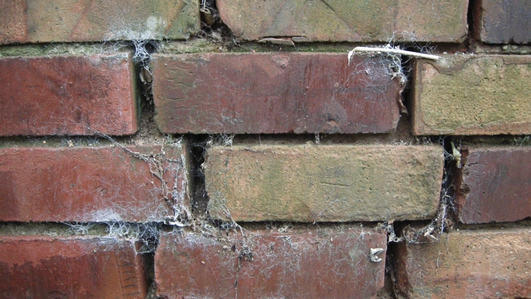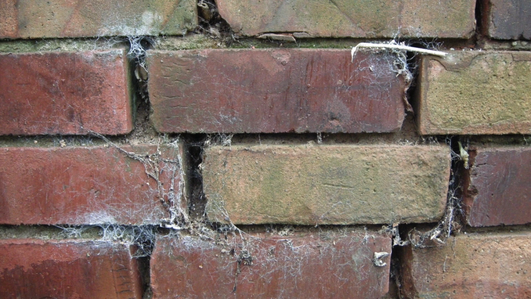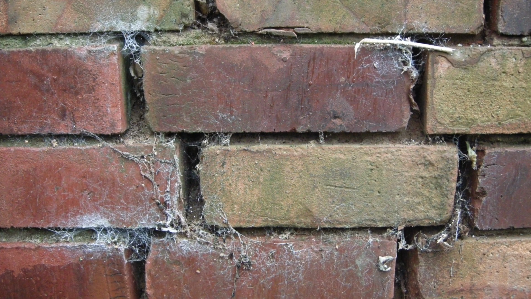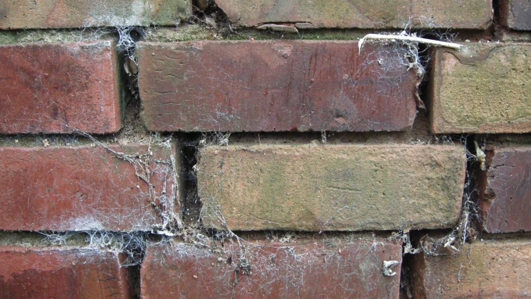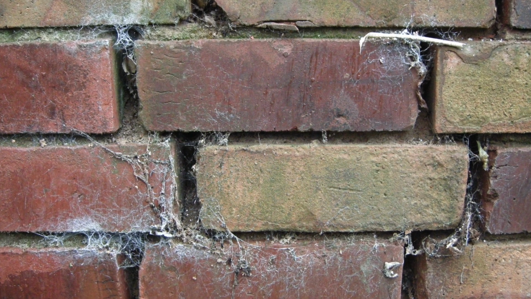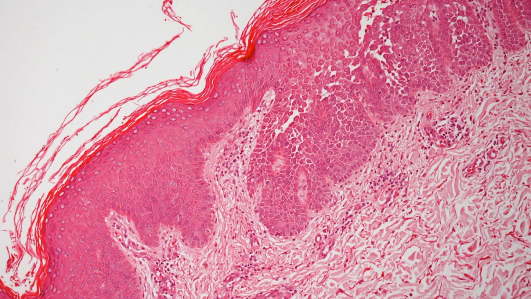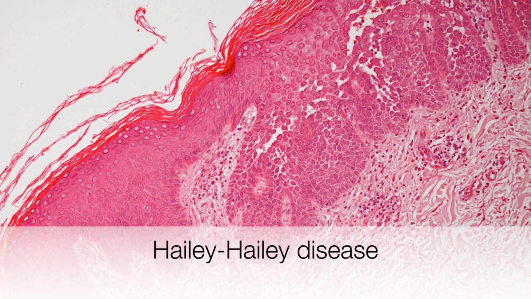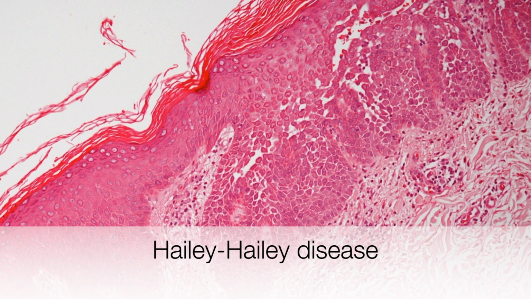Question number 4 was, what is the connection between the appearance of this brick wall and the skin condition? This, unfortunately, is the brick wall at the bottom of our garden, and it is a little bit dilapidated. And the appearance of the keratinocytes in parts of the epidermis of Hailey-Hailey disease show the characteristic appearance of a dilapidated brick wall.